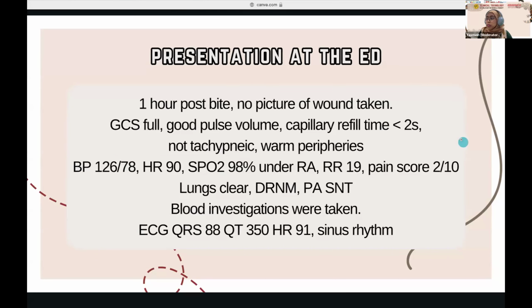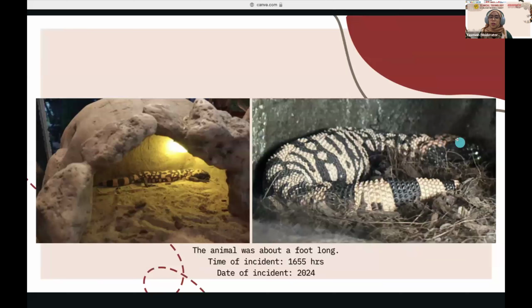So before we proceed, I think I may show a picture. We actually have a picture of the animal behind this. So this was the animal. It was about a foot long. Possibly, any of the panelists, if you had encountered this animal, do you happen to know?